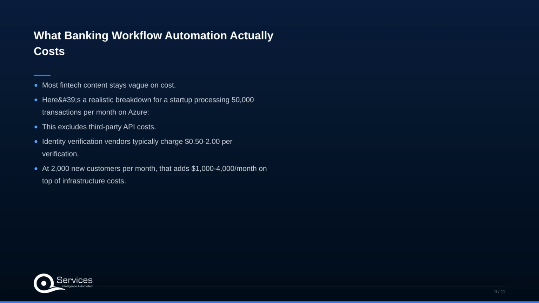$0.50-2.00 per verification. At 2,000 new customers per month, that adds $1,000 to $4,000 per month on top of infrastructure costs. Compare that to a compliance analyst at $65,000 per year and the math clearly favors automation at high volume. At low volume, manual review is still often cheaper. The crossover point for most startups is around 1,000 to 1,500 monthly verifications.